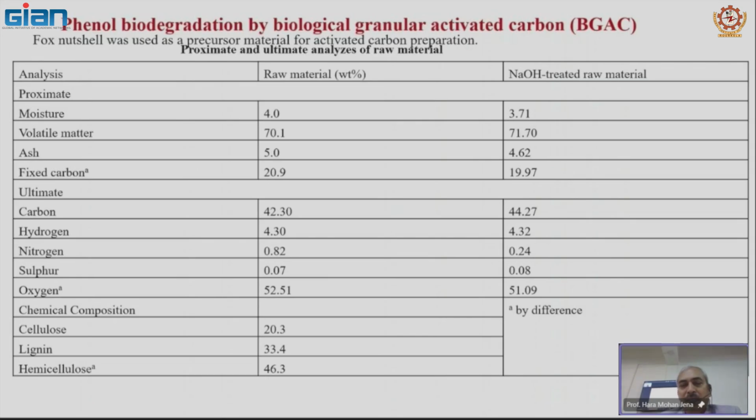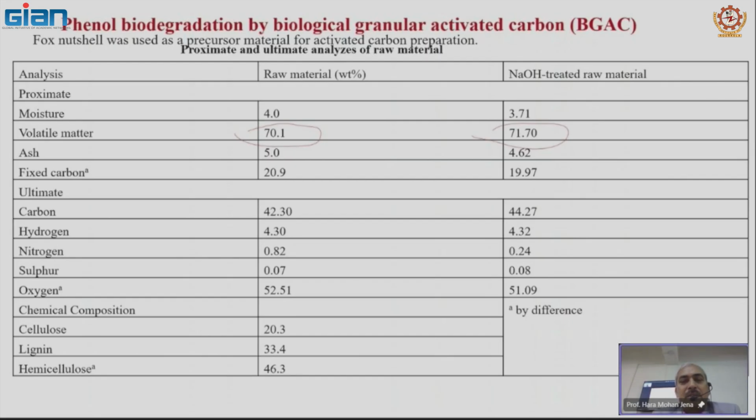Then phenol biodegradation by biological granular activated carbon. So in the present study, the Foxnet cell is used as a precursor material for the preparation of activated carbon. So I will discuss first the preparation of the activated carbon, then the attachment of biofilm on this activated carbon and its use in the phenol biodegradation. So the proximate and ultimate analysis of the raw materials, as you see, very high volatile matter is there in the Foxnet cell. That's why it is chosen.